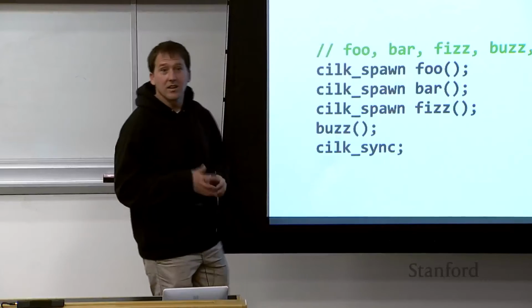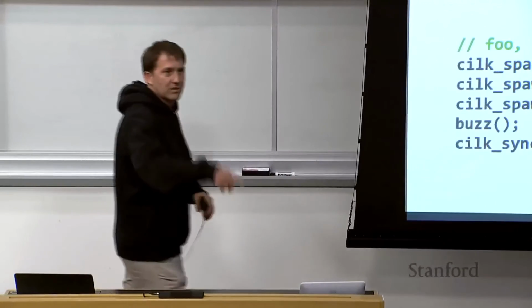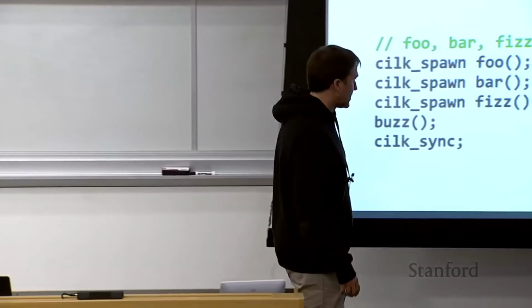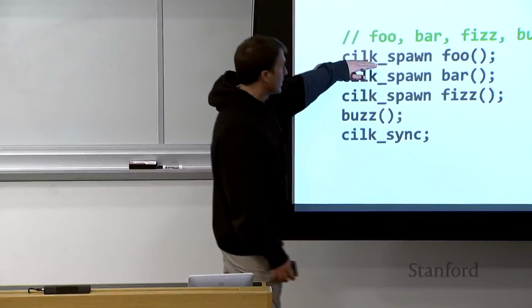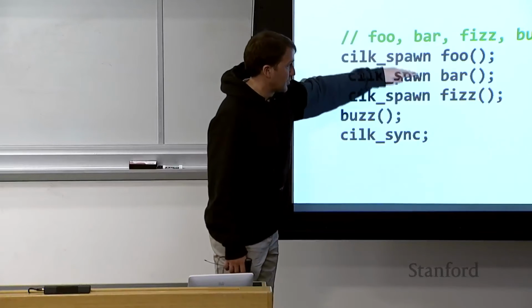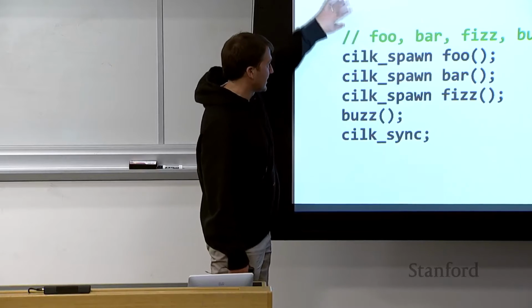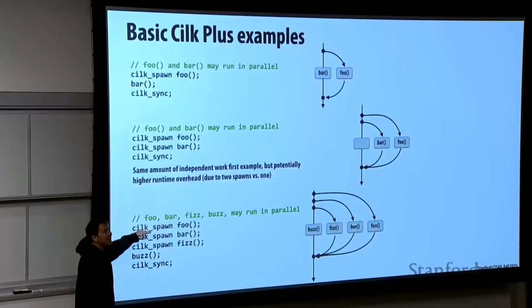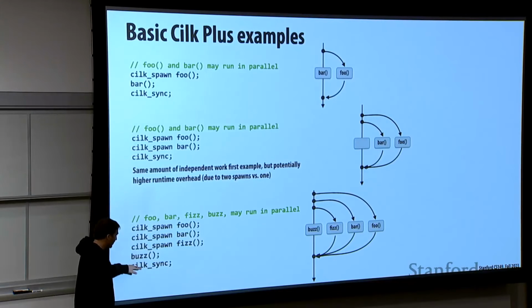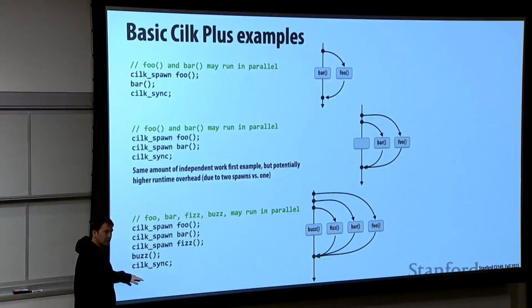Those are 2 valid implementations of this programming model. There's no constraints on order. Notice that there's no dependency here between foo, bar, and fizz. The only dependency is that foo can run asynchronously with the main thread, and foo must be done by the time the main thread returns from Cilk sync. Those are the only scheduling constraints.